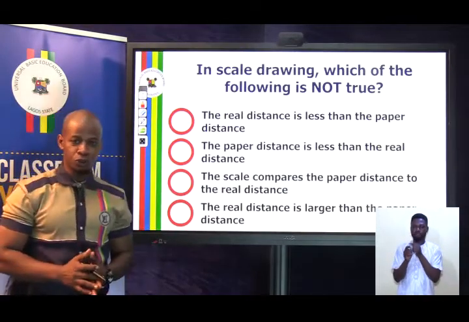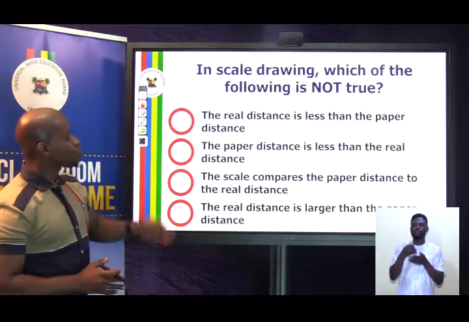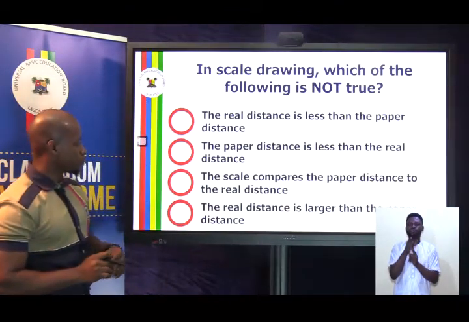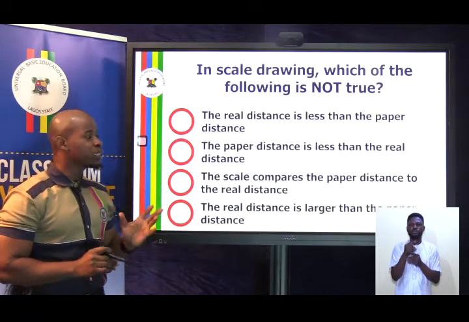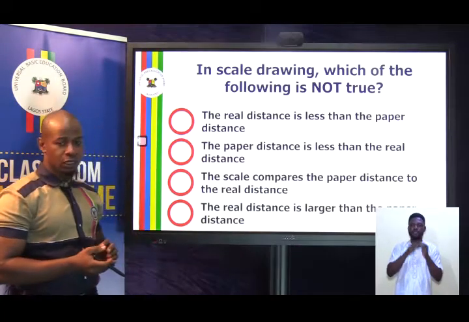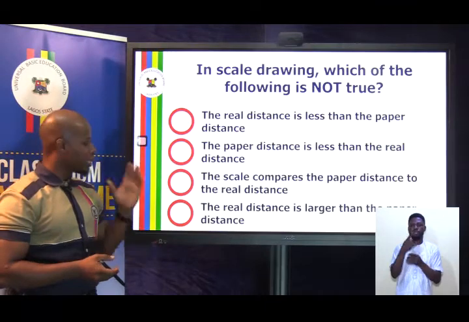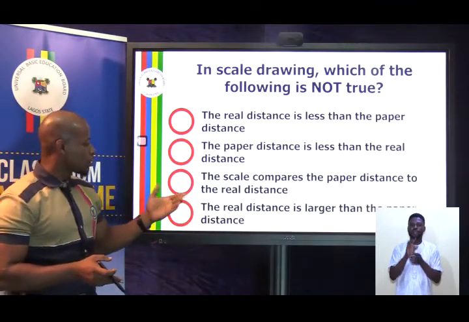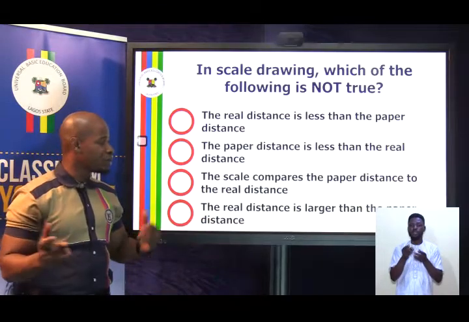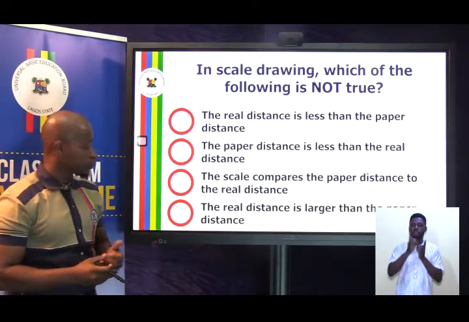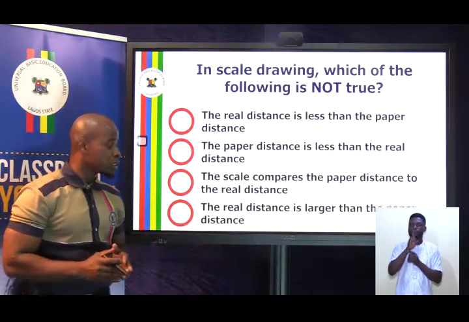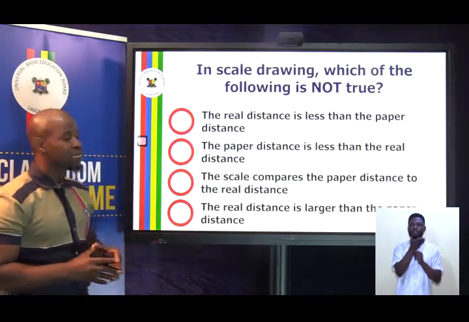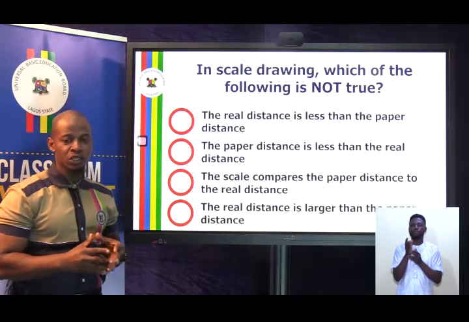Now, scale drawing. In scale drawing, which of the following is not true? I'll read out the options. First option says, the real distance is less than the paper distance. Second option, the paper distance is less than the real distance. Third option, the scale compares the paper distance to the real distance. Last option, the real distance is larger than the paper distance. Which of these is not correct with regards to scale drawing?